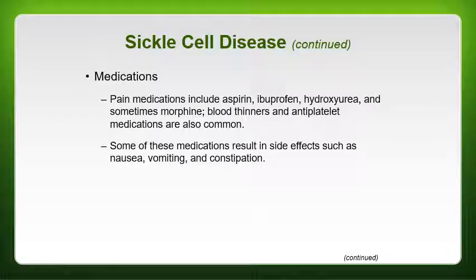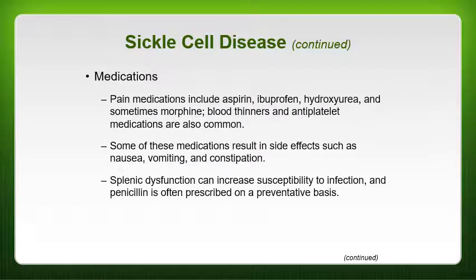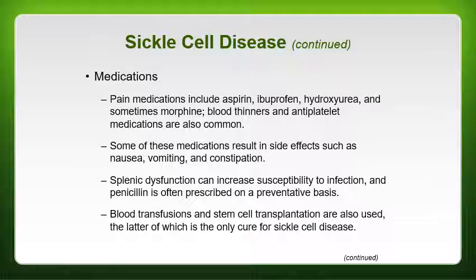Now, some of the medications can result in side effects: nausea, vomiting, constipation. Because these individuals might have splenic dysfunction because of the issues related to circulation and the sickling that would occur, penicillin will sometimes be prescribed on a preventative basis just to prevent infection. So penicillin's an antibiotic. It would prevent bacterial infections. Blood transfusion and stem cell transplantation can also be used.